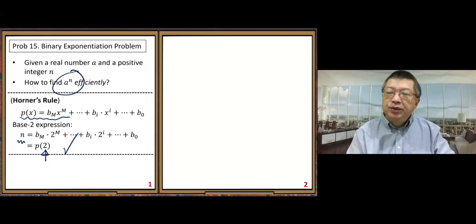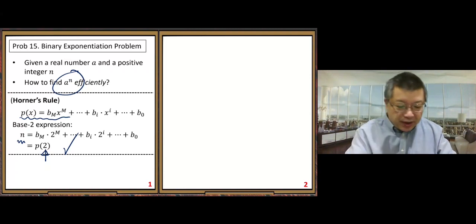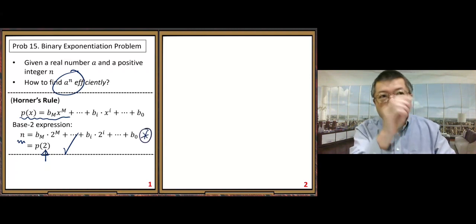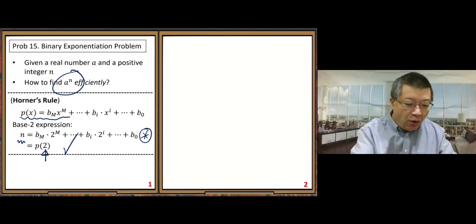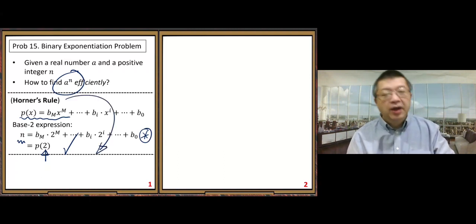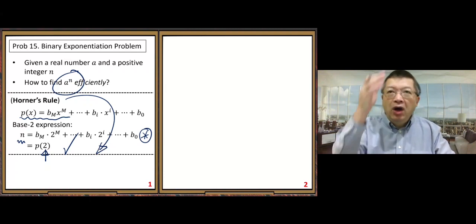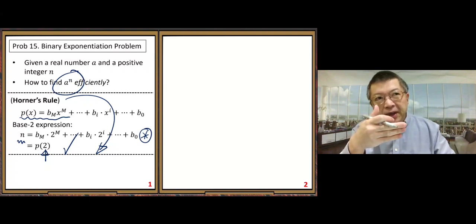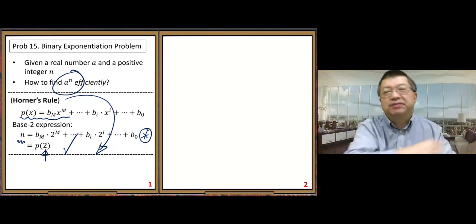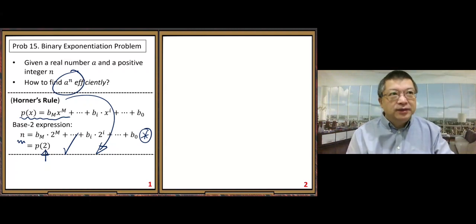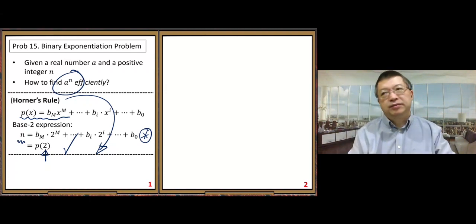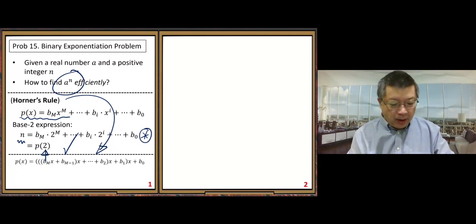Why do we want to represent it in this special way? The reason is very simple. Only when you use this special structure can you apply Horner's rule. You can take advantage of Horner's rule efficiency to calculate a to the nth efficiently. How can we do that? Let me get there step by step.